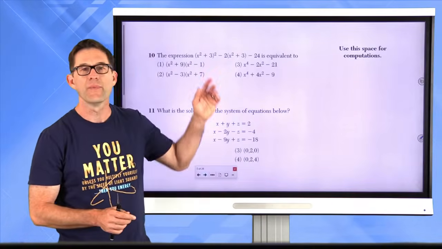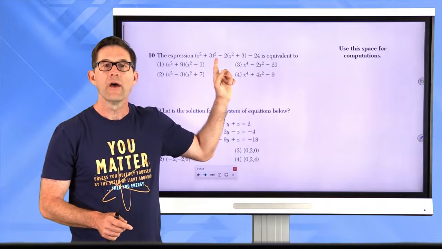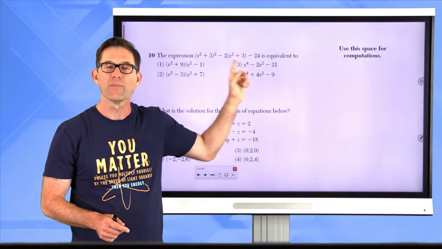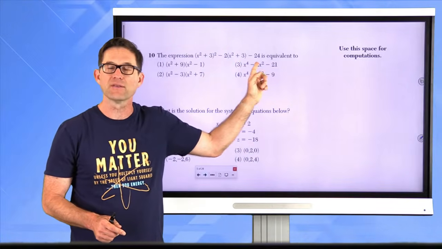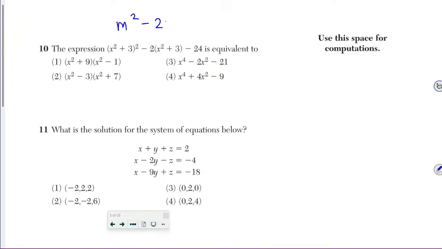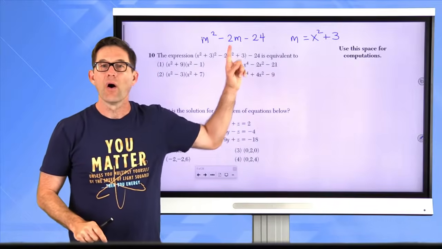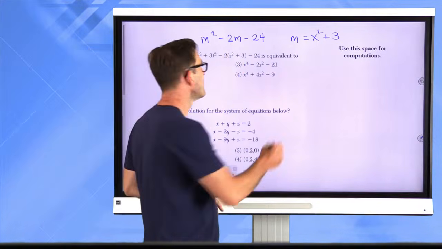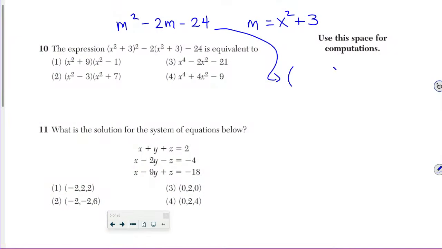So here's what I see. I see something squared minus 2 times that same thing to the first minus 24. So in other words, this very complicated structure is exactly the same as this structure as long as m is equal to x squared plus 3. Right? These two things are the same, if we combine them. So if I took this thing and I factored it, that's pretty easy. I can do that right back from Algebra 1.